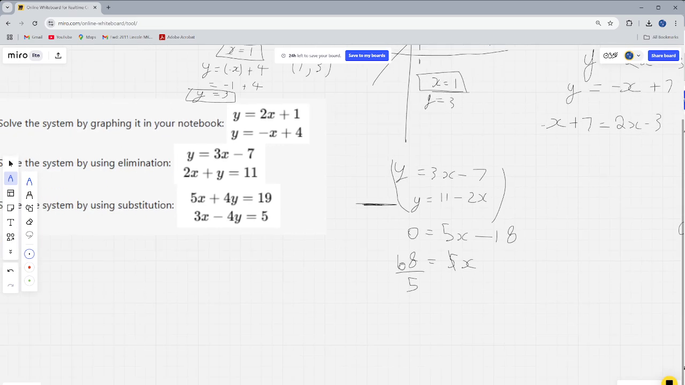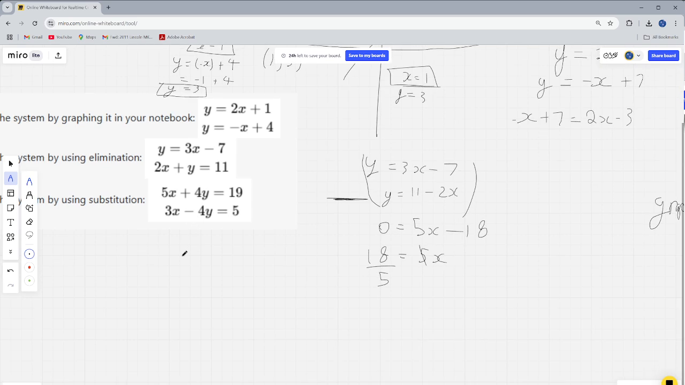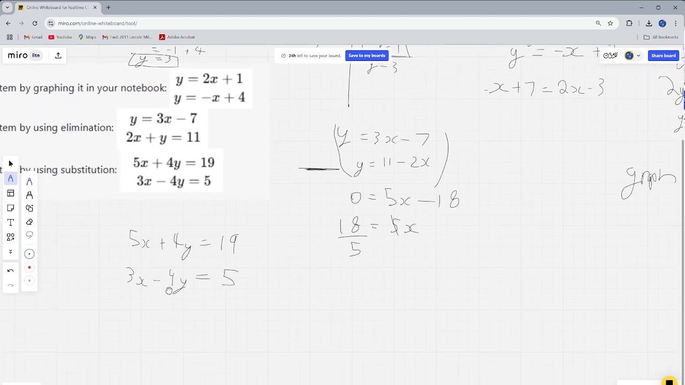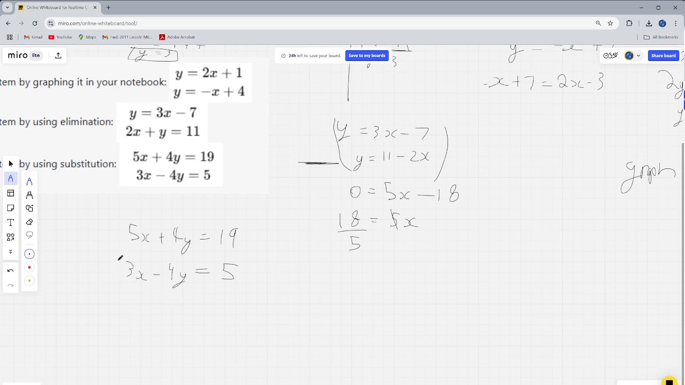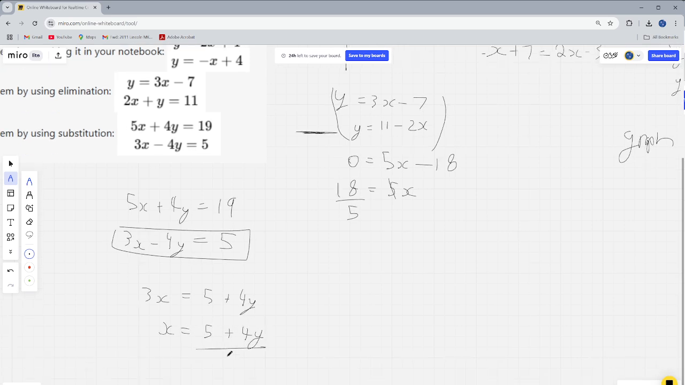All right, and then last one is substitution. So you want to isolate for one of the variables and substitute it out. So we have 5x plus 4y equals 19, and 3x minus 4y equals 5. Okay, we can substitute for either x or y in either equation, just whatever one you think is the easiest. In this case, I'm going to go through like this and say 3x equals 5 plus 4y. So x is equal to (5 plus 4y) divided by 3.